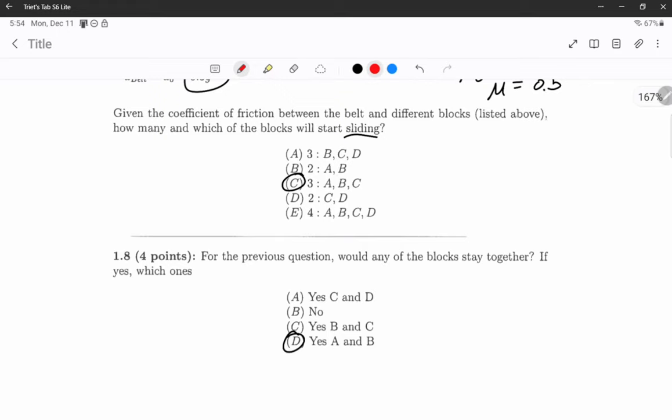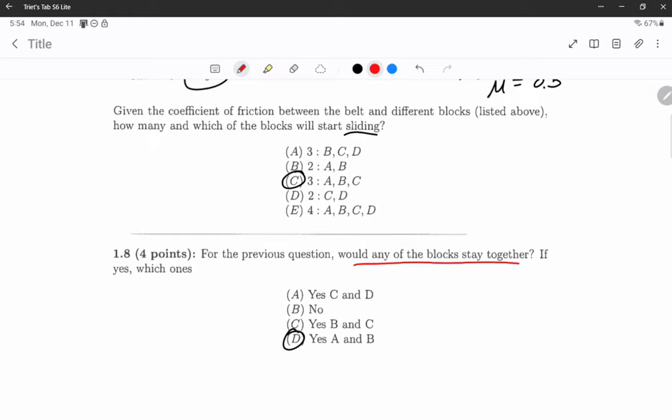And so that's for which blocks stay together, right? So let's just say that yes, A and B are going to move together.